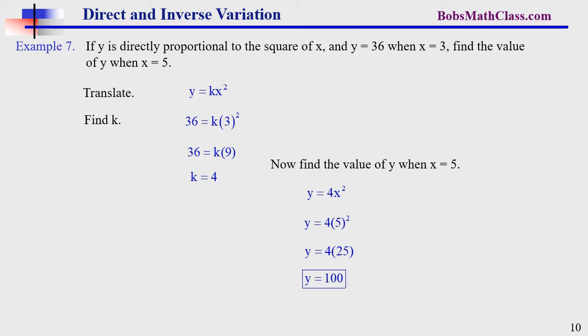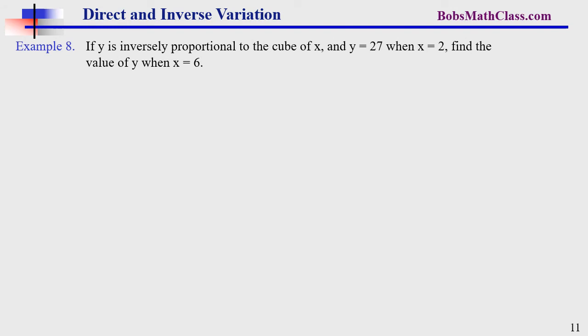All right, I think we got this. Let's do another one. Y is inversely proportional to the cube of x. And y is 27 when x is 2. So we're going to translate. We're going to find k with 27 and 2. Then we're going to go back and find y when x is 6. Like a 3-step process here, right?